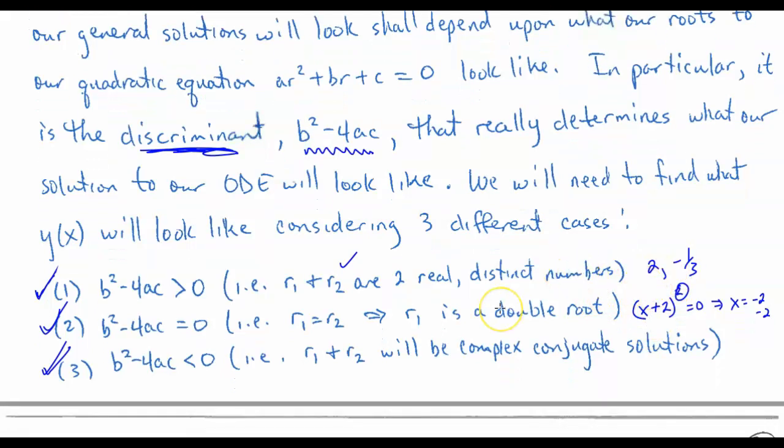And of course, in the last case, when our discriminant is negative, we have complex conjugate solutions. So we would have something like 2 minus 3i as a solution for one of them, and 2 plus 3i for the other. So those are examples of what that might look like. Now what we are going to do is go through each of these scenarios, and we'll call these case 1, case 2, case 3, and see what our general solutions actually look like.